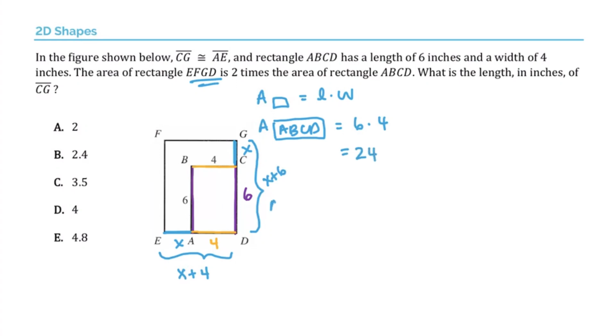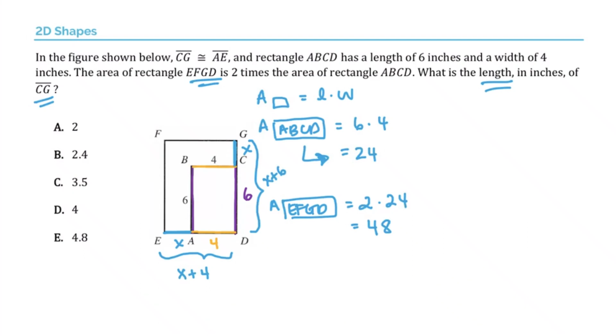Now they tell us that the area of rectangle EFGD is 2 times the area of rectangle ABCD. So I know I'm going to have 2 times the area of rectangle ABCD, which was 24. So I know that the area of rectangle EFGD is 48. Now that's not what the question's asking, right? The question is asking for the length of CG. So it's basically asking us to find what is x.